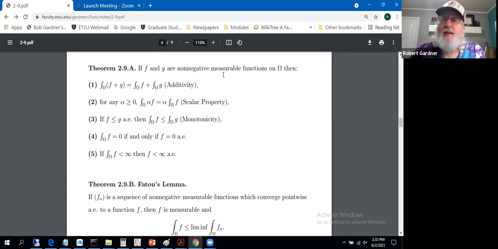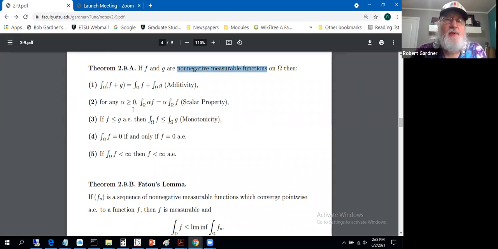Suppose f and g are non-negative measurable functions on omega. Then the integral of f plus g is the integral of f plus the integral of g, additivity. Again, notice we're dealing with the largest class of functions for which we've defined the Lebesgue integral. We'll see some of these properties again because we'll have another class of functions for which we'll define the Lebesgue integral, those functions which are sometimes negative.